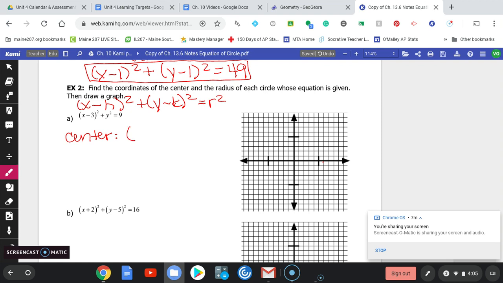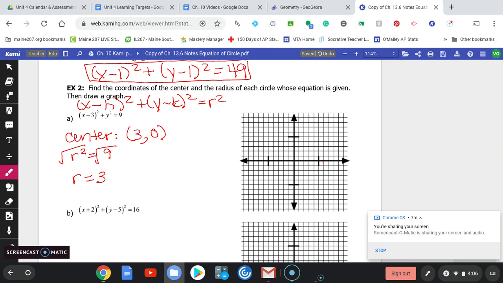So I need to figure out what's being subtracted from x here, and what's being subtracted from x is 3. So I'm going to write down a 3 for h, and then figure out what k is equal to. I need to see what's being subtracted from y, and nothing is being subtracted from y, so k is 0. And then I know that the radius squared is equal to 9. So we're going to solve for r by taking the square root of each side, and we get that the radius is equal to 3.